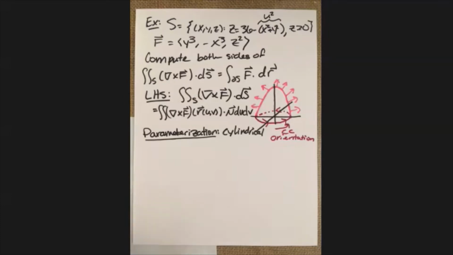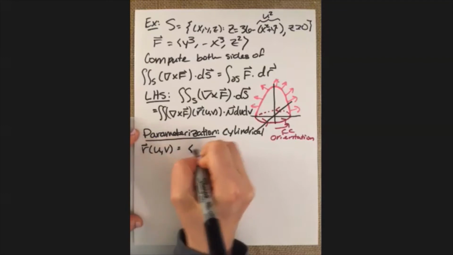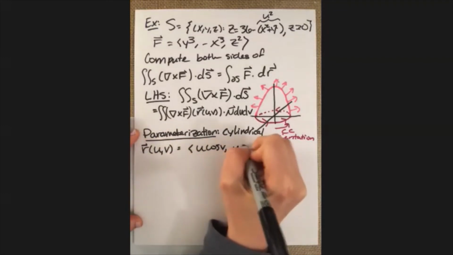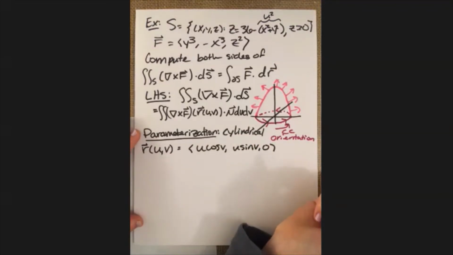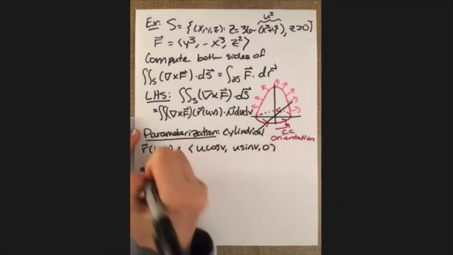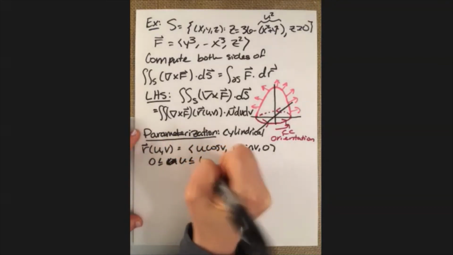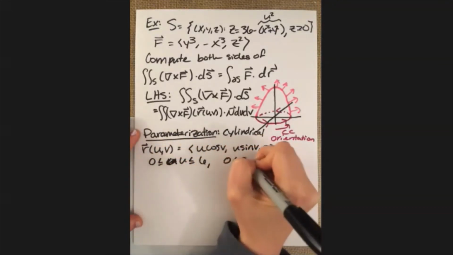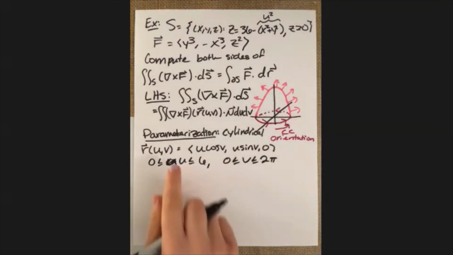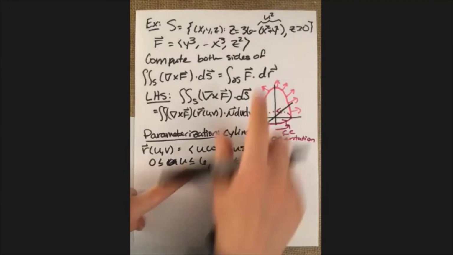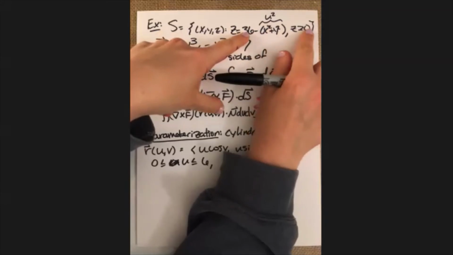So we're going to have r of uv equal to u cosine v, u sine of v, 0, where u is between 0 and 6, and v is between 0 and 2 pi. And again, this is a shape that we've worked with before, and the reason we know that u is between 0 and 6 is because we need this 36 minus u squared to be greater than or equal to 0.